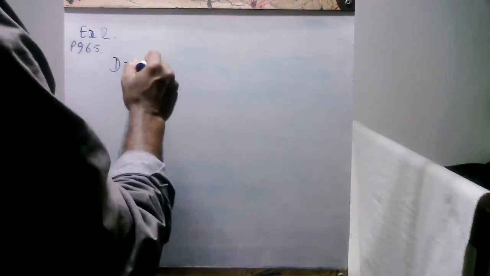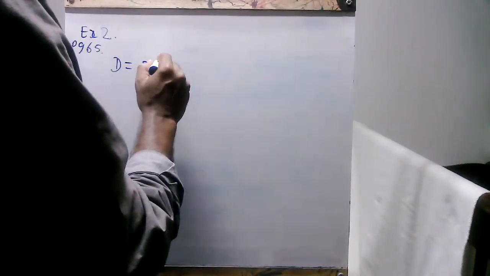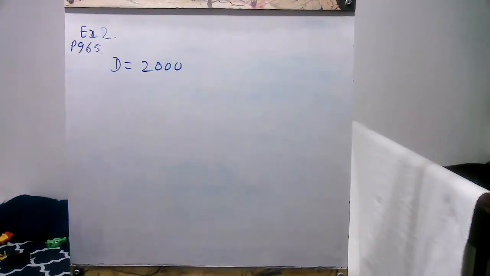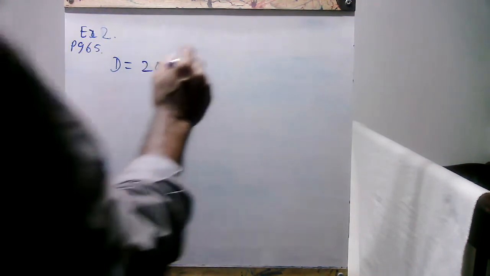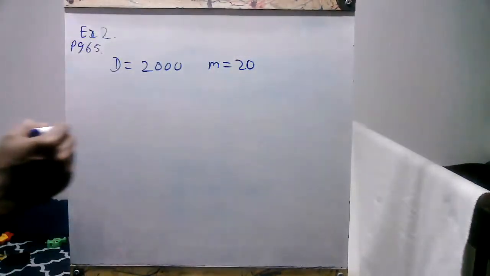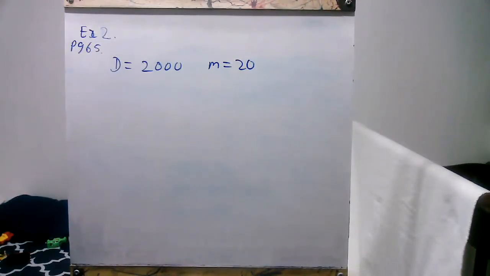D is 2000, the overhead, and cost of $20 per bottle. That means M equals 20. The wine sells for $30 per bottle. Wine sells. Selling means the price. Price is 30.